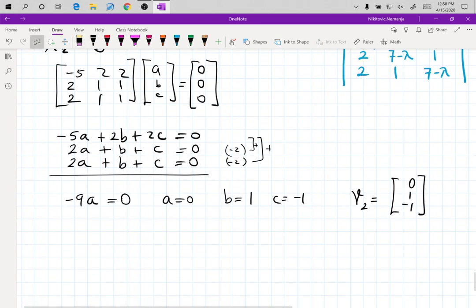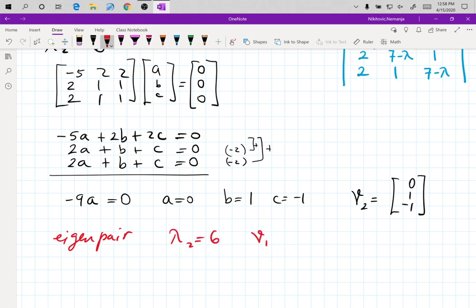So we have another eigenpair of lambda 2 is 6 and the vector V2 is 0, 1, -1. Keep forgetting these arrows.